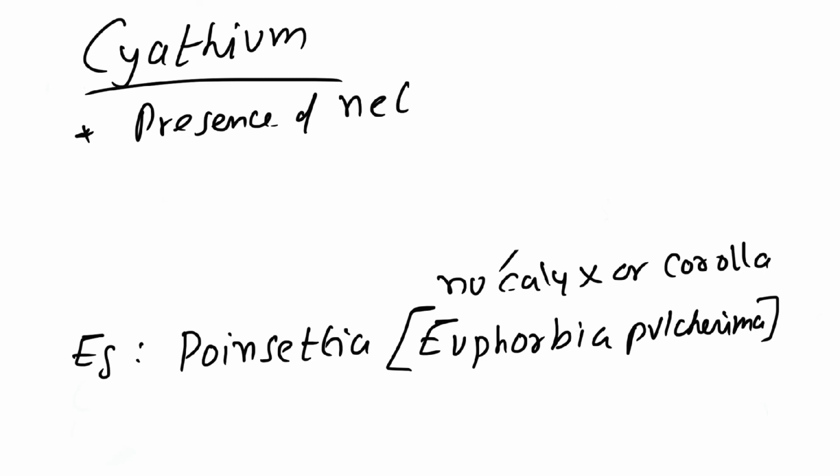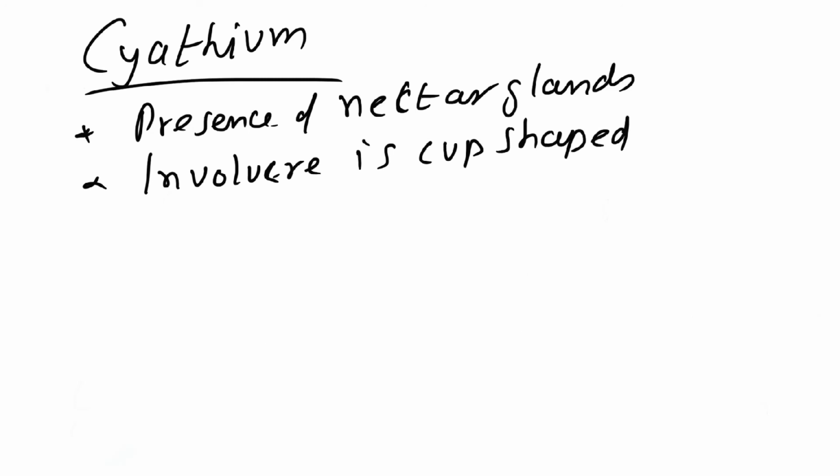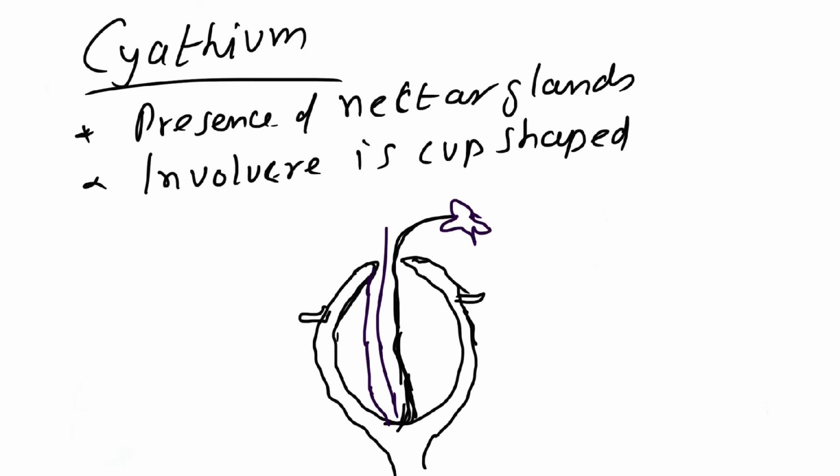Another very important feature is the presence of nectar glands, in the sense that there are usually two glands by the sides which produce nectar, and the whole involucre is cup shaped. So these are two additional points in addition to the Achlamydeous flowers, which is so important.